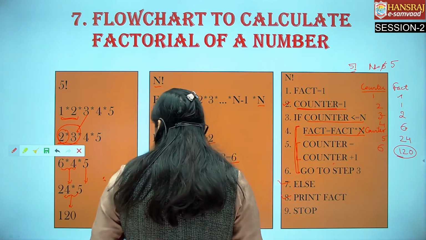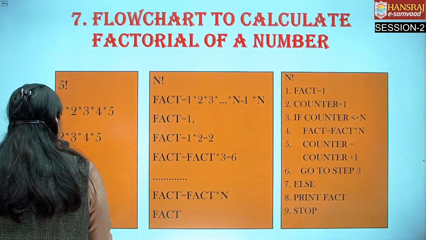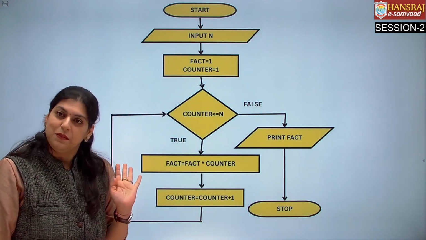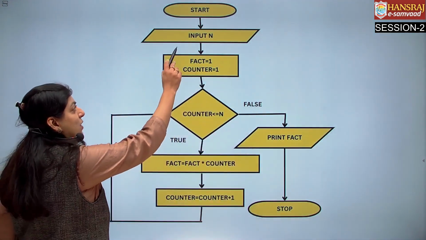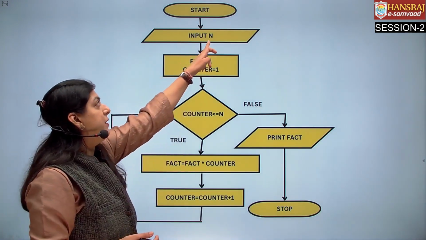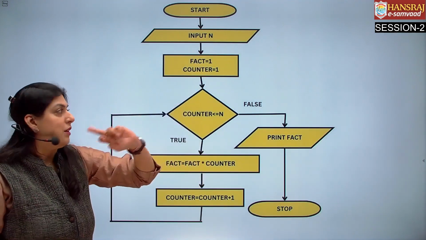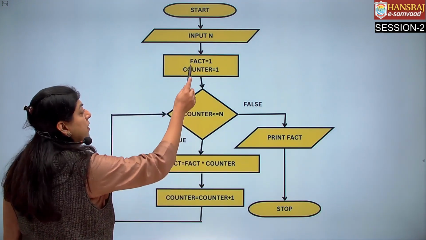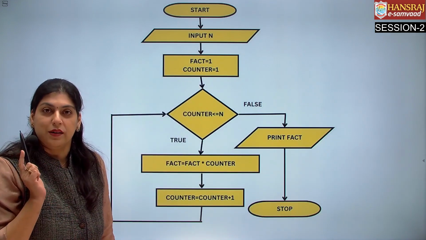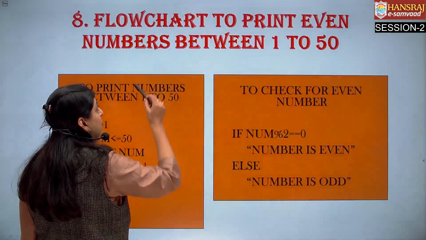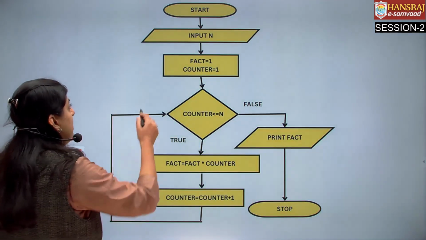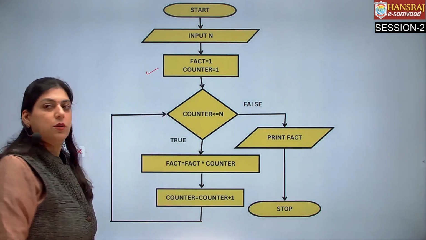So let's see how the flowchart turns out to be. This is a flowchart. First step, same, start, right? You take the value from the user, input n. Let's say your user needs to calculate the factorial of n. Okay? Now what you have to do? You have to first initialize fact to 1, counter to 1. Okay? So these two instructions are important, right? So fact is equal to 1 and counter is equal to 1.